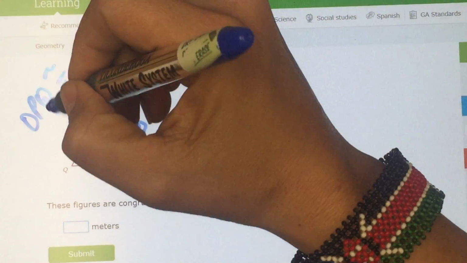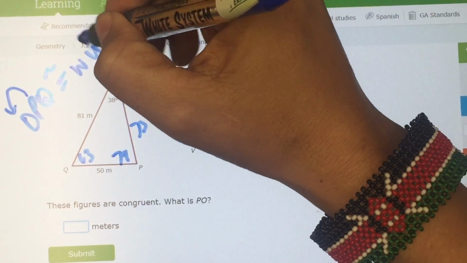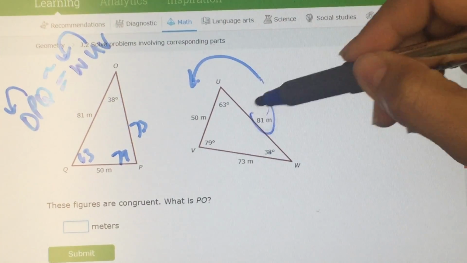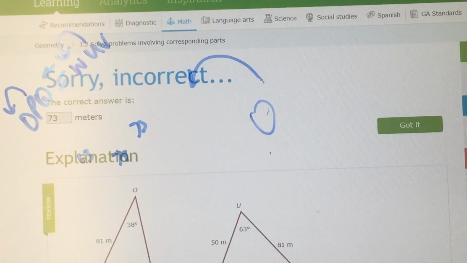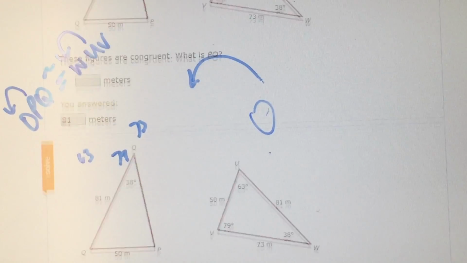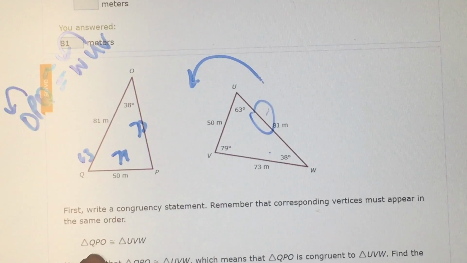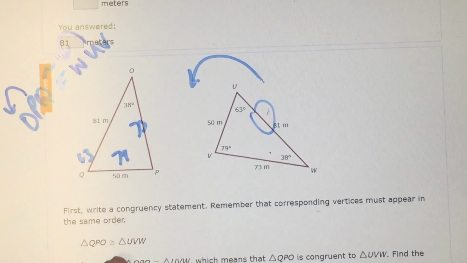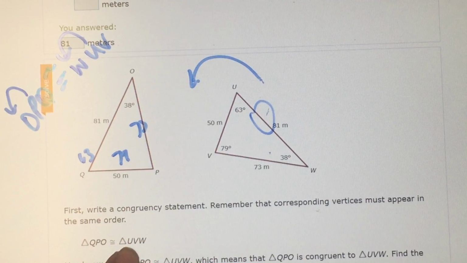So what is PQ? So from second to first is UW. UW, where you at? UW, 81. What? How did I get that wrong? All right, let's take a look at this. The statement is QPO. Okay, so they went backwards, so that should be VUW. I got my statement wrong.